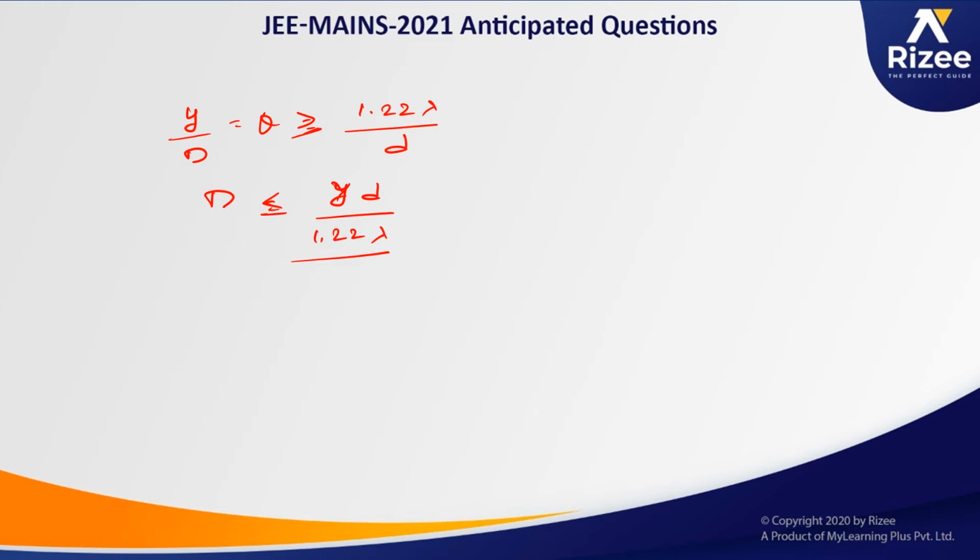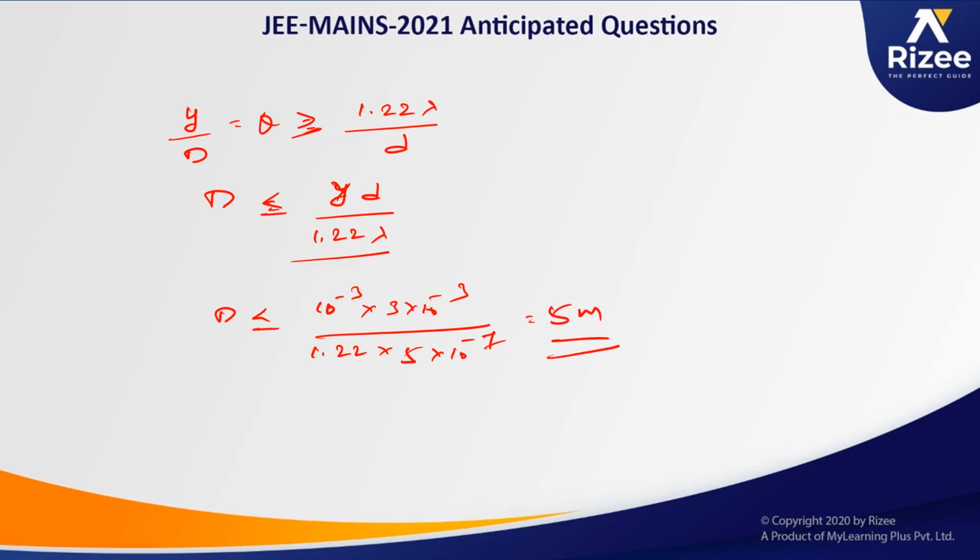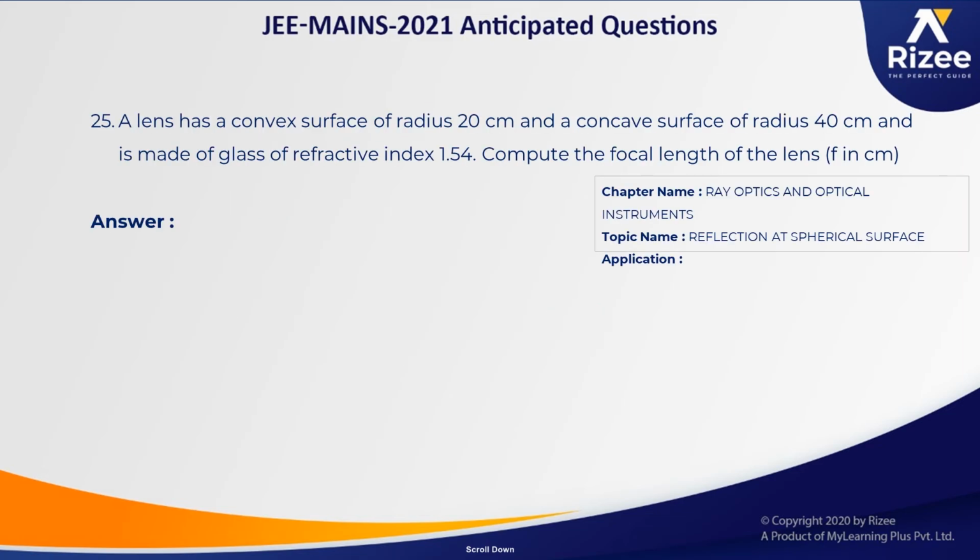Substitute all the values, please. So D should be less than or equal to 10 to the power of minus 3 into 3 into 10 to the power of minus 3, divided by 1.22 into the wavelength, which is 5 into 10 to the power of minus 7. Solve this one, and you will get approximately 5 meters. So this should be your answer.